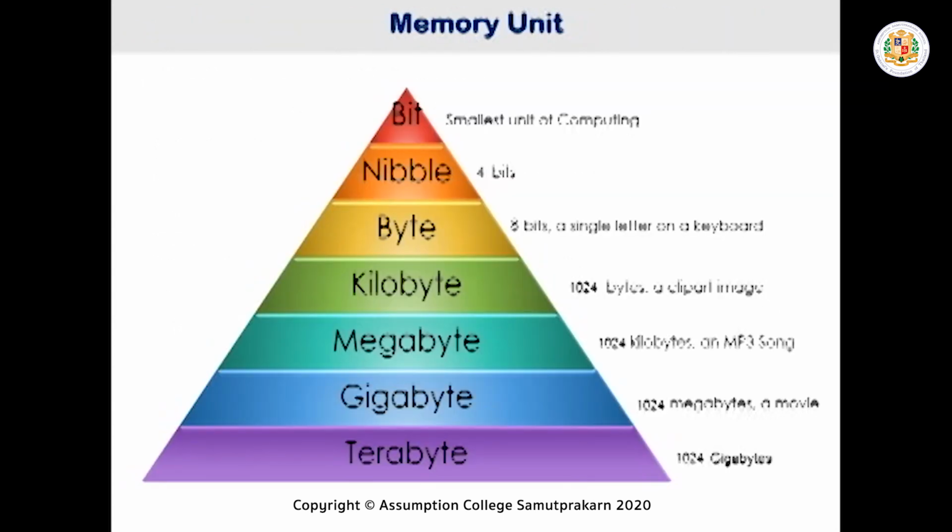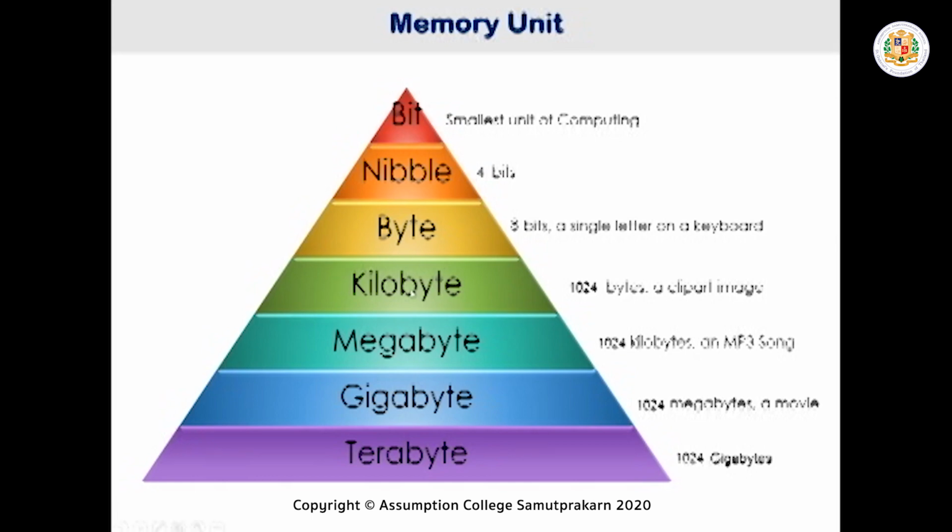Now let's move on to memory units. Let's start from the smallest memory unit up to the biggest. First, we have the bit. This one is the smallest unit of computing. Next, we have the nibble. A nibble is composed of 4 bits. Next, we have the byte, which is equivalent to 8 bits, or a single letter on the keyboard. For example, A. A is equivalent to 8 bits. The computer understands it as 8 bits.